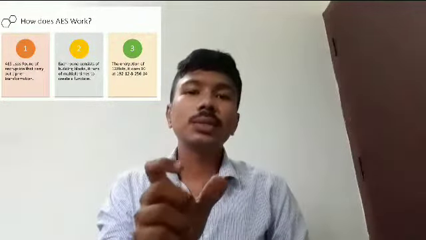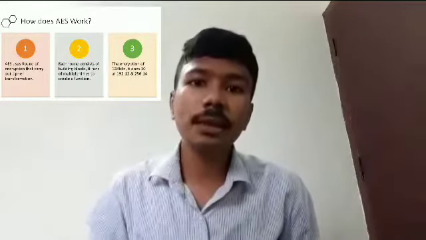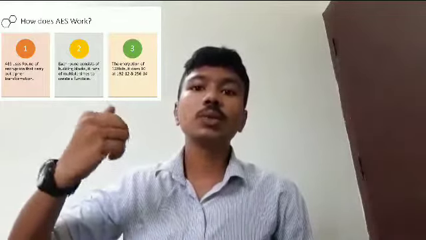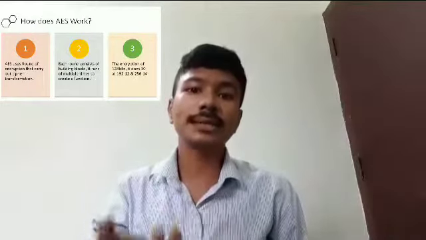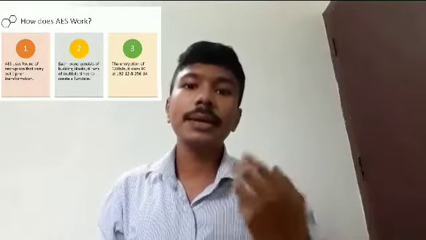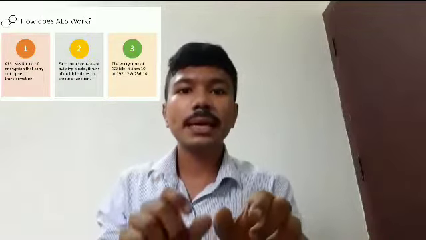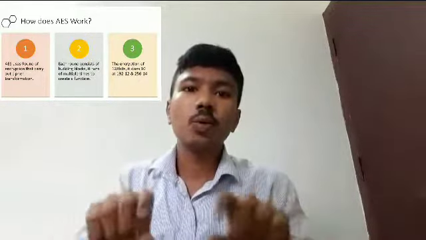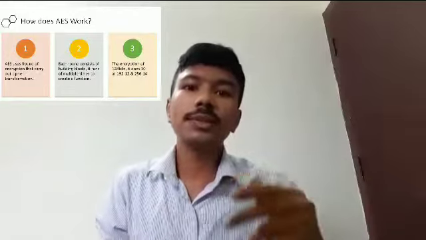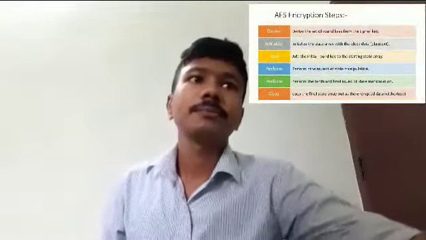Next slide please. How does AES work? AES uses rounds of encryption. It carries out the cipher transformation, which is applied to plain text to get ciphertext. That is the main reason. Second, every round consists of multiple runs of a round function. Third, the encryption uses 128 bits, with 10 rounds for 128, 12 for 192, and 14 for 256.